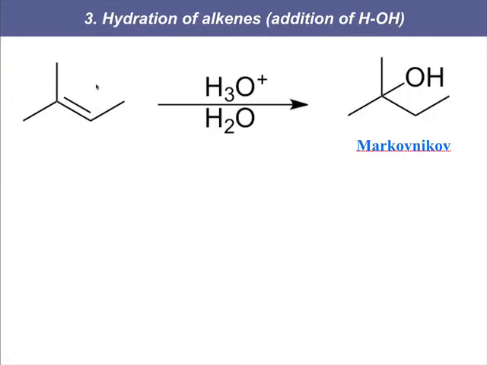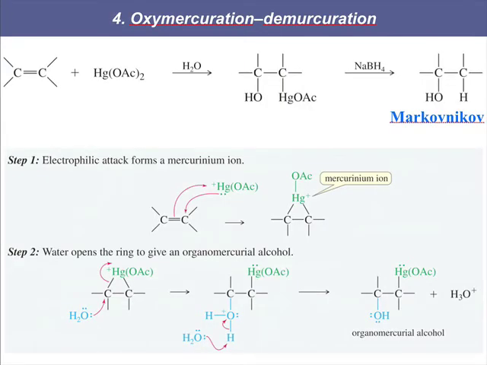If your only functional group on your molecule is an alkene, then you are free to use whatever you want. Use H3O plus and water, fine. Or use oxymercuration demercuration if you want, fine. It'll get you the same product. But if you need to be specific to the alkene, use oxymercuration demercuration.